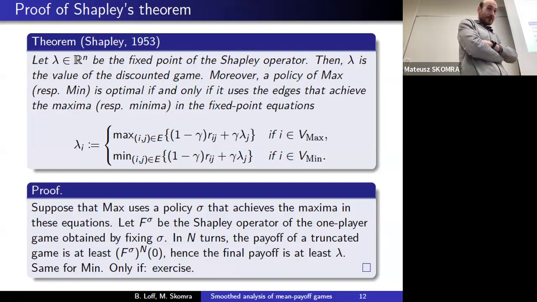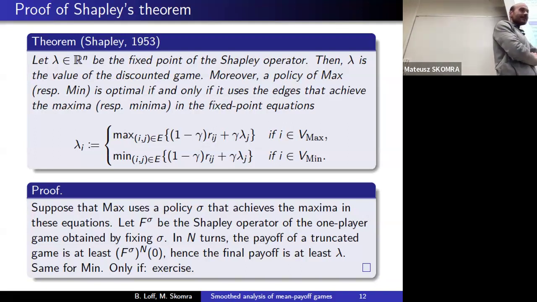So no matter what min does, after n turns it's at least this amount. I think maybe there's one inequality, but can you say that F sigma to the power of n is at least F to the power of n? Is that correct? Same F that you've used before? No, it's not true, right? Because F of x is always greater than F sigma of x. Okay, yeah. That's the inequality. The inequality is in this sense.